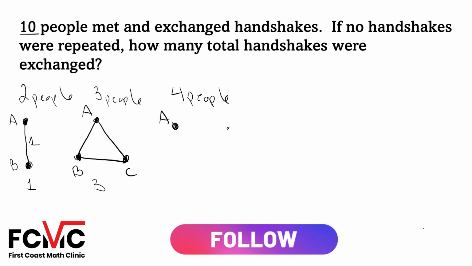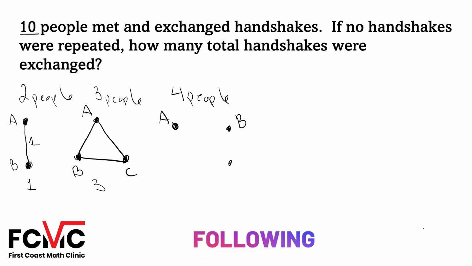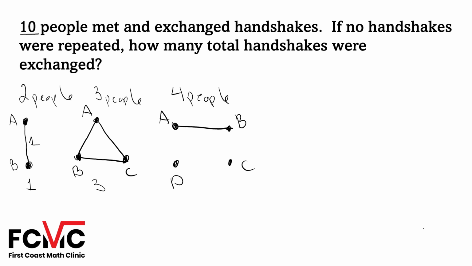So we've got person A, B, C, and D. Person A can shake hands with person B, C, and D. B already shook hands with A, can shake hands with C and D. C already shook hands with B and A. They can shake hands with D. D already shook hands with A, B, and C. So we have 6 total handshakes here, 6 lines. And let's do 5 people.